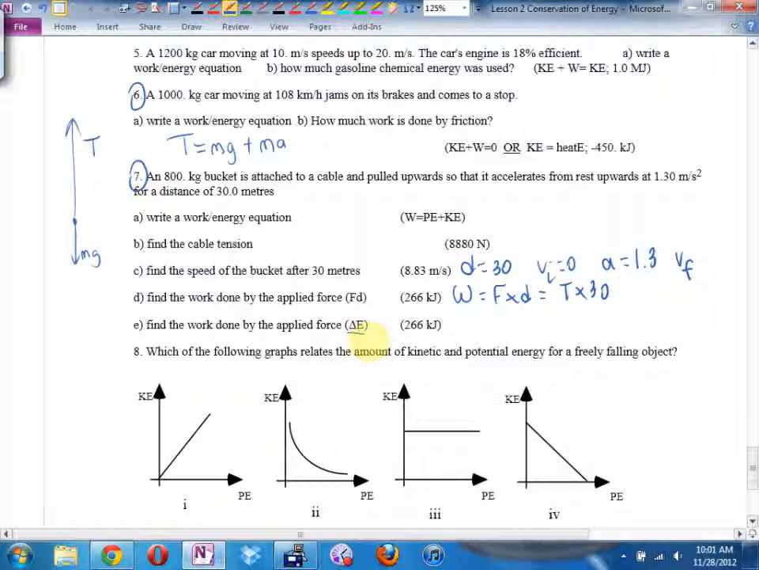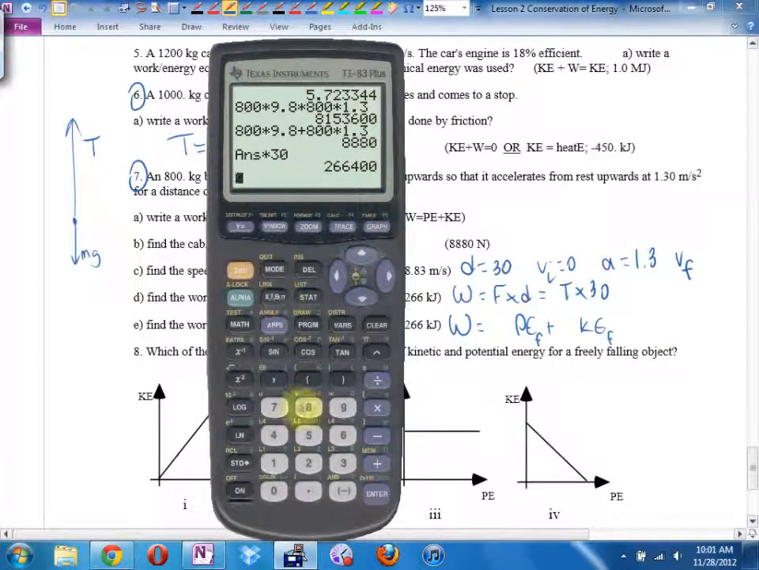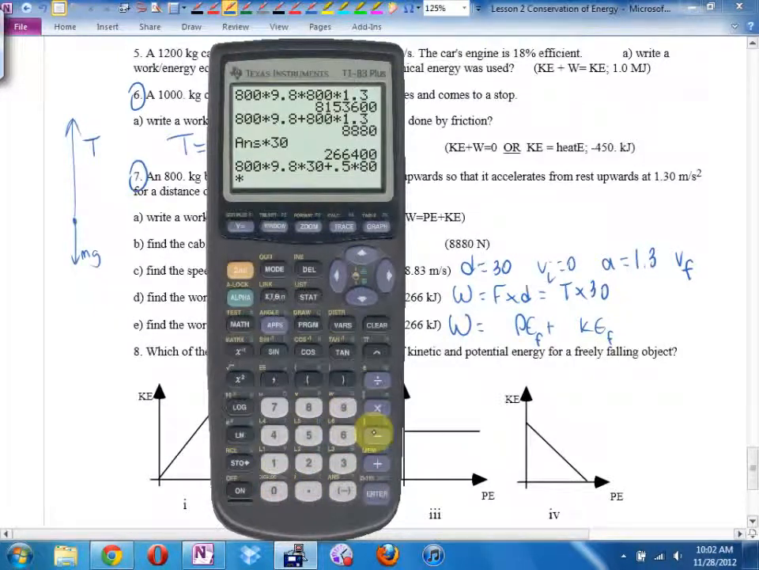Now there's a second way you could have done this, and this is all this question is really asking you to realize, is that the second definition of work is change in potential plus change in kinetic, except both of the initials are 0, so you could say how much work was also done. It's going to be potential energy final plus kinetic energy final. It's going to be mgh, 800 times 9.8 times 30, plus a half m, whatever answer you got for v final here, squared. They said 8.83.